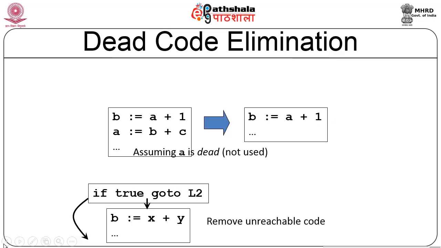The second situation is if true, go to L2. Now, if it is false, it is going to come here. Supposing you are always going to have a true value, you are never going to have a false value, then this computation is going to be redundant. So, you can basically remove that. Redundant code is called dead code, as well as computing a variable which is not going to be used later is also called dead code.